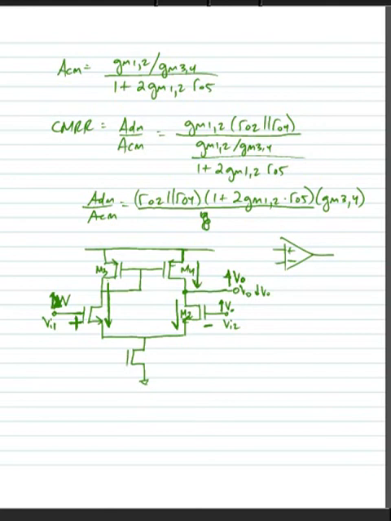So that will end our first lesson in making an op-amp. We have our source coupled pair with an active load, and we will start investigating more operational amplifier topologies as we go along.